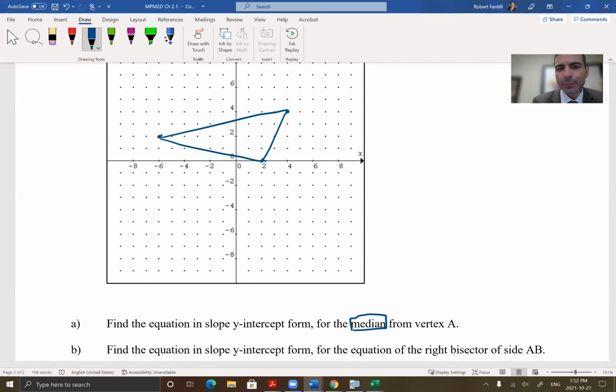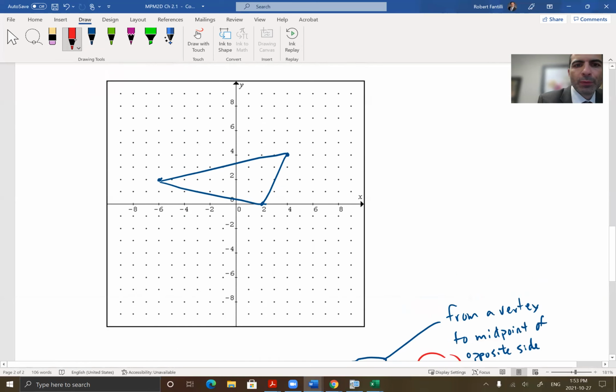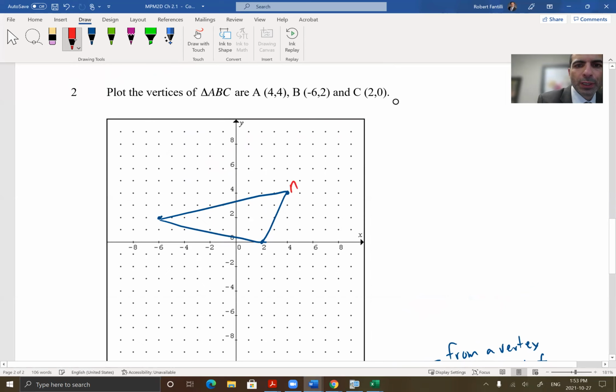A median is basically a line segment that goes from a vertex to the midpoint of the opposite side. So in this case, if I were to do a chicken scratch sketch of this, we're finding the median from vertex A. A was 4, 4, if I'm not mistaken, 4, 4. So that's A, B, and C. And then from vertex A, if I were doing a chicken scratch sketch of it, that's pretty much it.